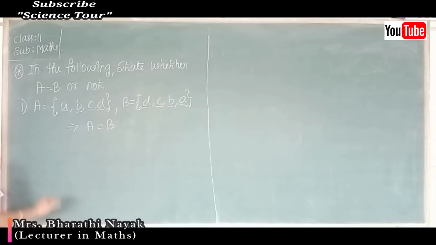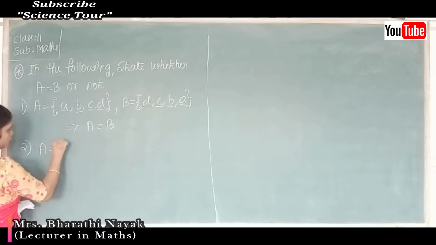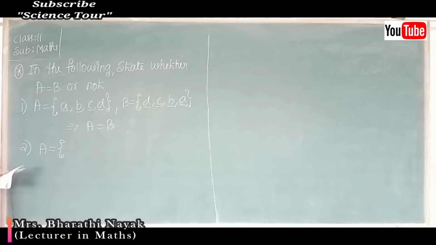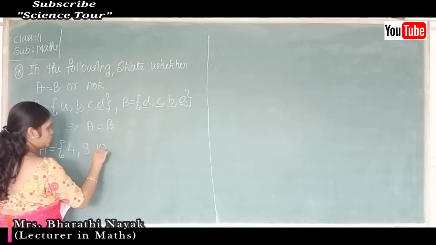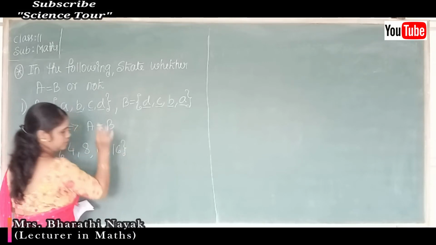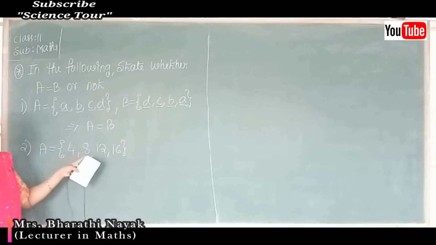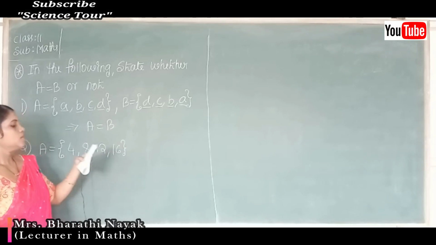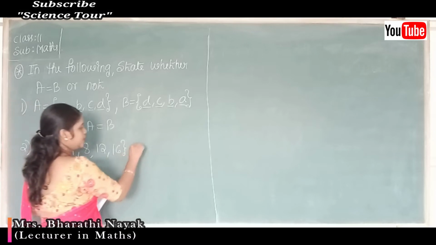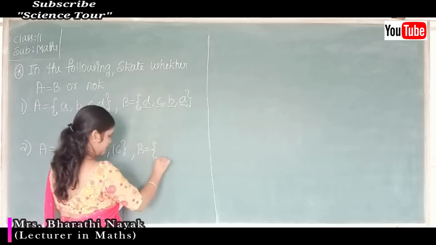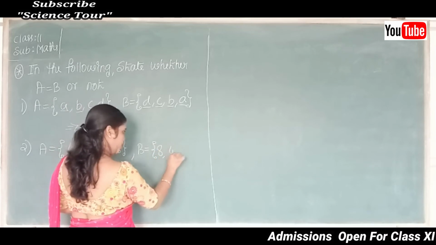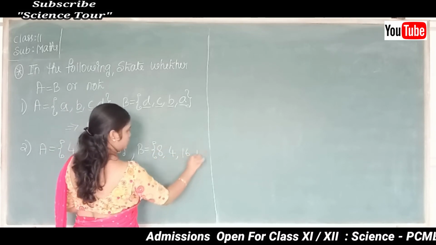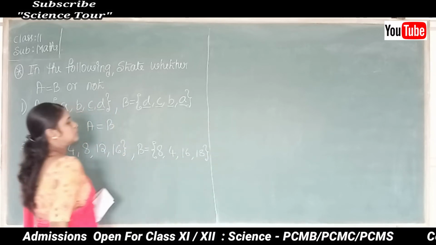Next, the second question. Set A = {4, 8, 12, 16}. Again, set B = {8, 4, 16, 18}.